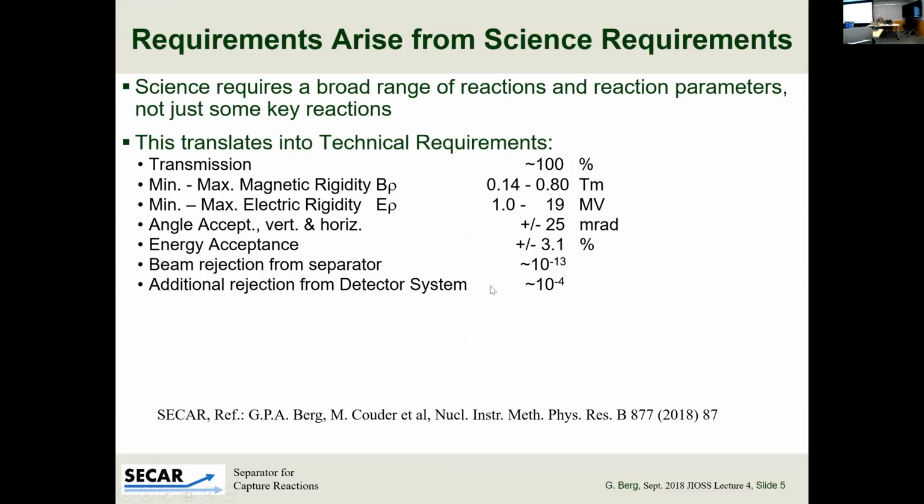The detector system, once we have done that, should be able to count everything that comes through, and it's not all the good recoil particles you want, but it's also leaky beam, scattering from residual gas, and all possible background sources. So the detector does an additional 10 to the minus 4.